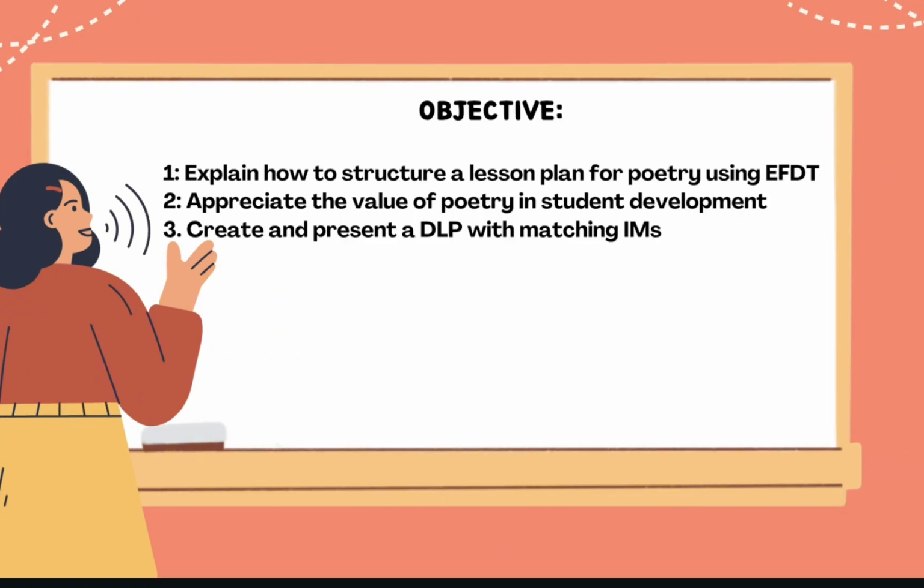But before we proceed to the EFDT format lesson plan, I will discuss first the objectives of my report. And here are the objectives. Number 1, explain how to structure a lesson plan for poetry using EFDT. Number 2, appreciate the value of poetry in student development. And number 3, create and present a DLP with matching IMs.